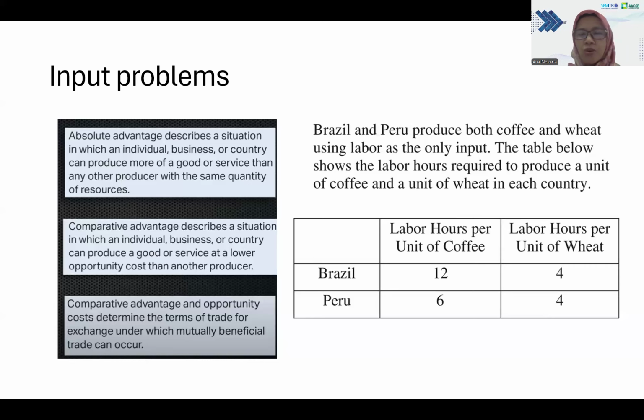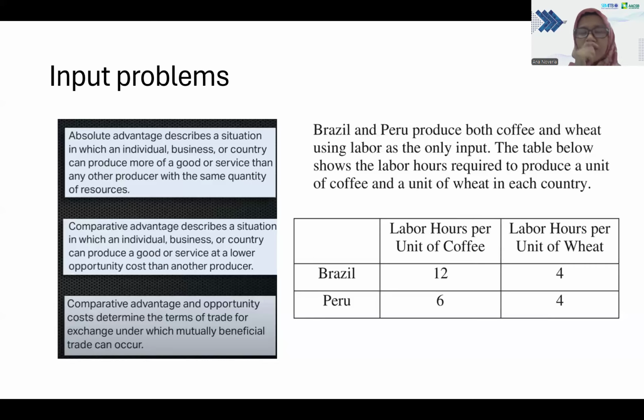So in this case, we can see how and why those countries can trade. There's always an opportunity for countries to trade with the concept of comparative advantage. Those parties can still mutually benefit from each other.